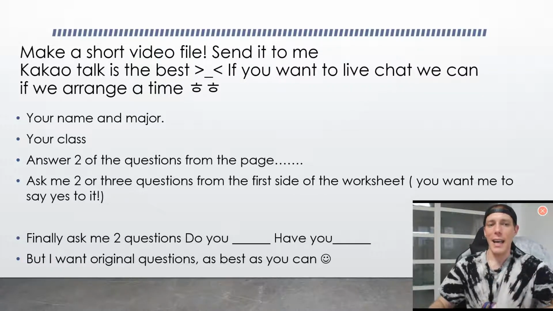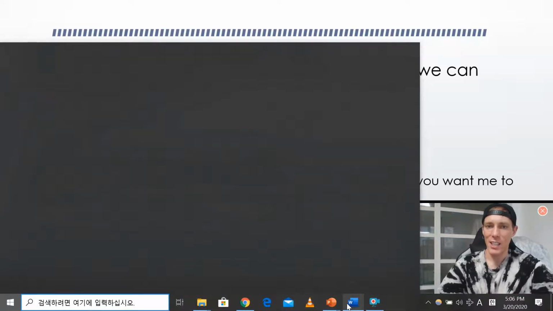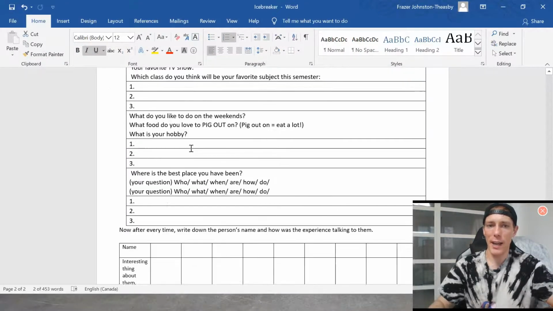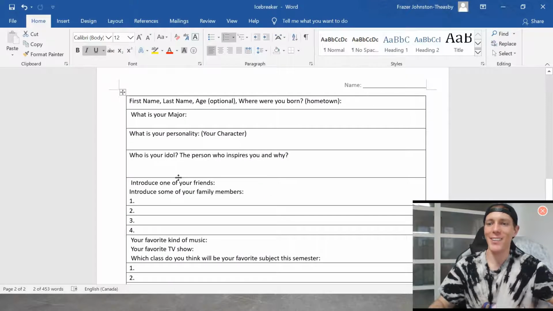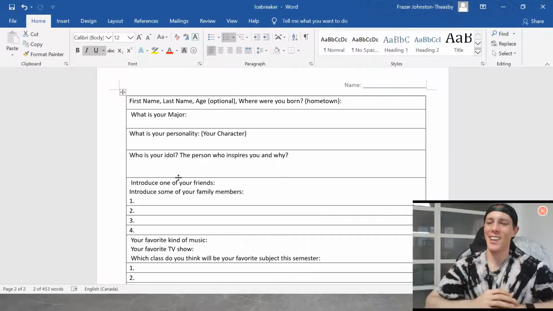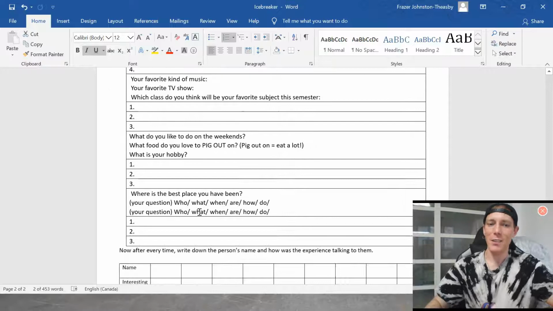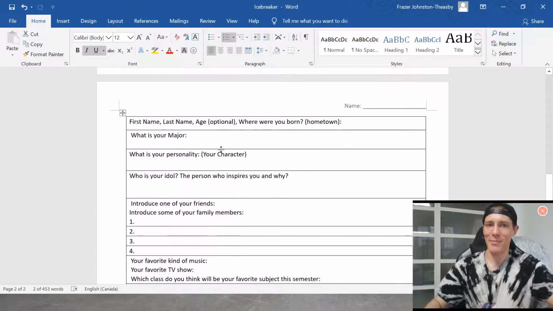Now it says, answer 2 of the questions from the page. And you're like, which questions? Your questions are the ones that you've already written out. Anything you want to talk to me about, talk to me. So you're like, oh, Fraser, my idol is Da. And then you just talk to me for a little bit. No problem. Any things on here, just tell me about them.